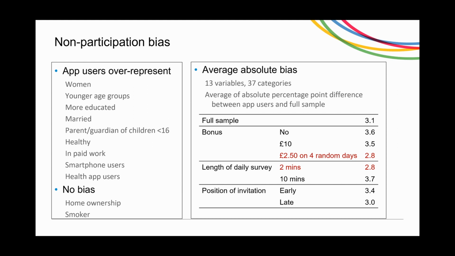And then we see a bit of variation between the experimental groups. So the ones in red here, the incentive group with the random days and the short daily survey, the 2 minutes, they have a lower average absolute bias of 2.8 compared to the other groups. But my interpretation of this is that this is relatively little variation. So the bias doesn't seem to differ much between the experimental treatment groups. And actually, when you look at the full tables and the distributions of characteristics, also they're broadly similar between these groups.